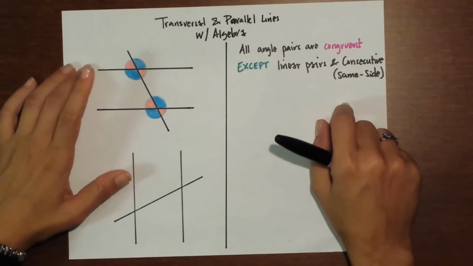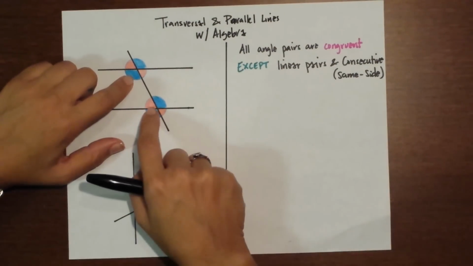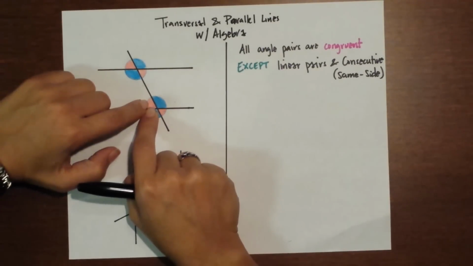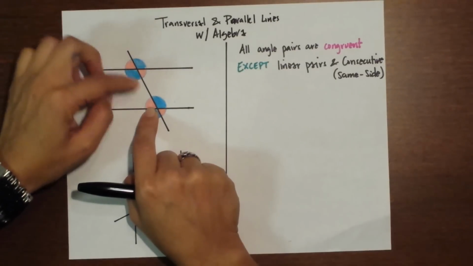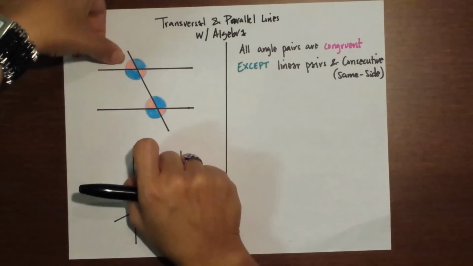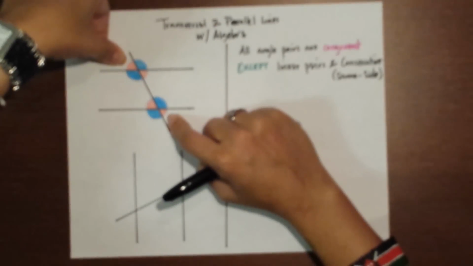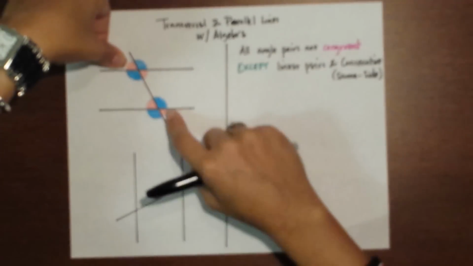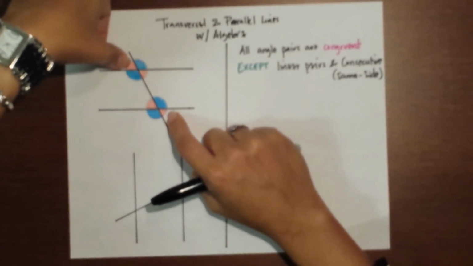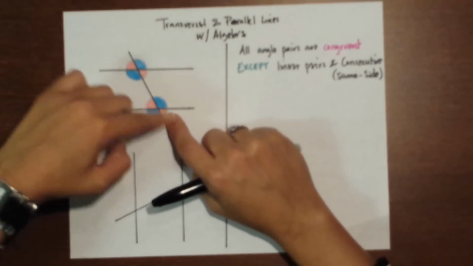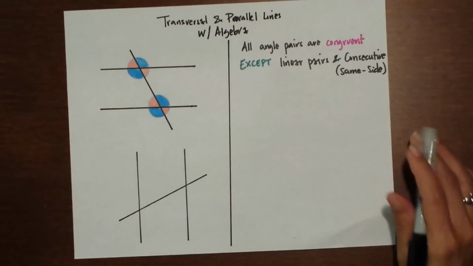All right, what else have I missed? Oh, let's do this one and this one. Still on the same side, but inside the house. So interior consecutive, or interior same side. How about this red one and this one out here? On opposite sides of your transversal, and they're outside the house. So exterior alternate angles.